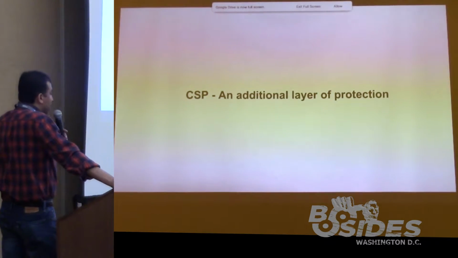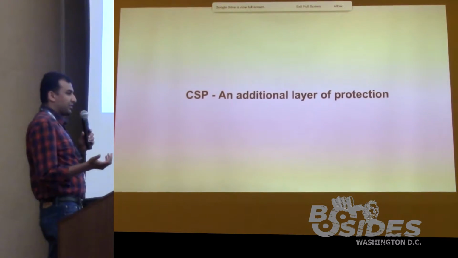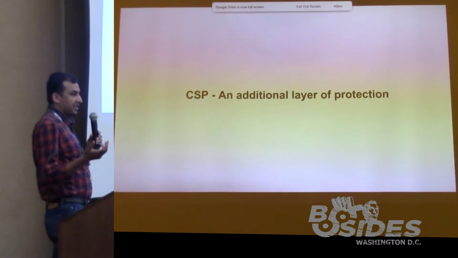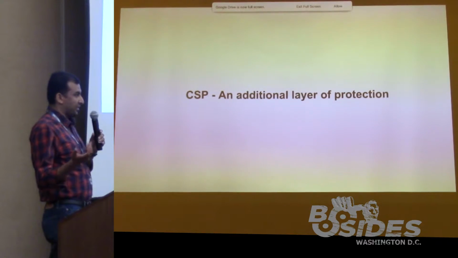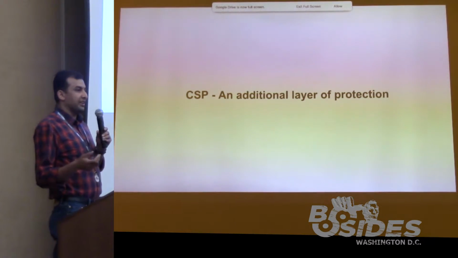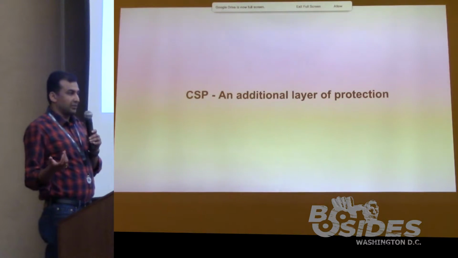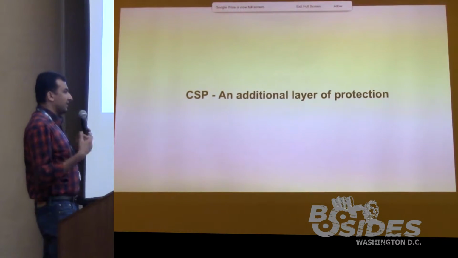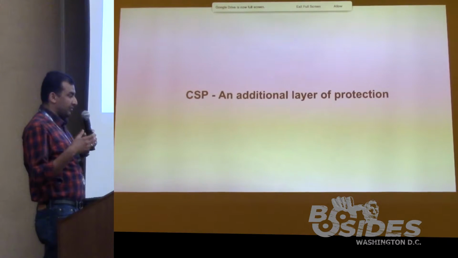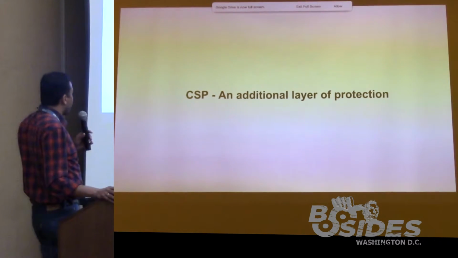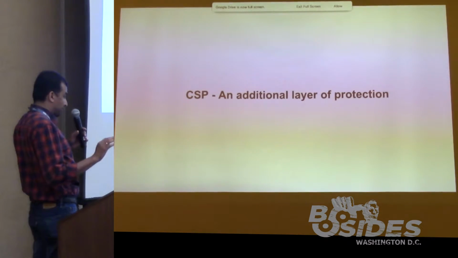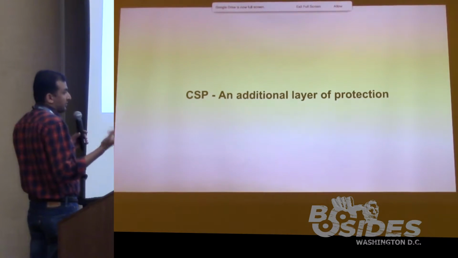So what is CSP? Content Security Policy. It's an additional layer of protection. It is not going to replace the existing traditional remedies or mechanisms, because you still need input validation, you still need output encoding. And this is an additional protection which prevents this vulnerability from being exploited. That's the thing. It won't fix XSS, but it just prevents it.